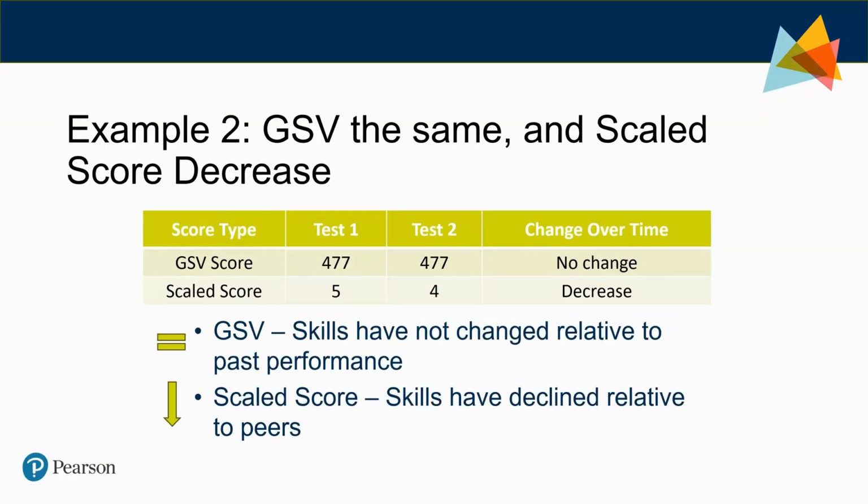Example 2 is growth scale values increased, but the scaled score is unchanged. So on paper, if you're just looking at the scaled score, it might not look like they showed any improvement, which might not be the case because they're just being compared to their peers with the scaled score. So here you can see the scaled score decreased, but there was no change in their growth scale value. So for their growth scale value, skills have not changed relative to past performance, where there was a slight decrease in their scaled score, saying that their skills have declined relative to peers.